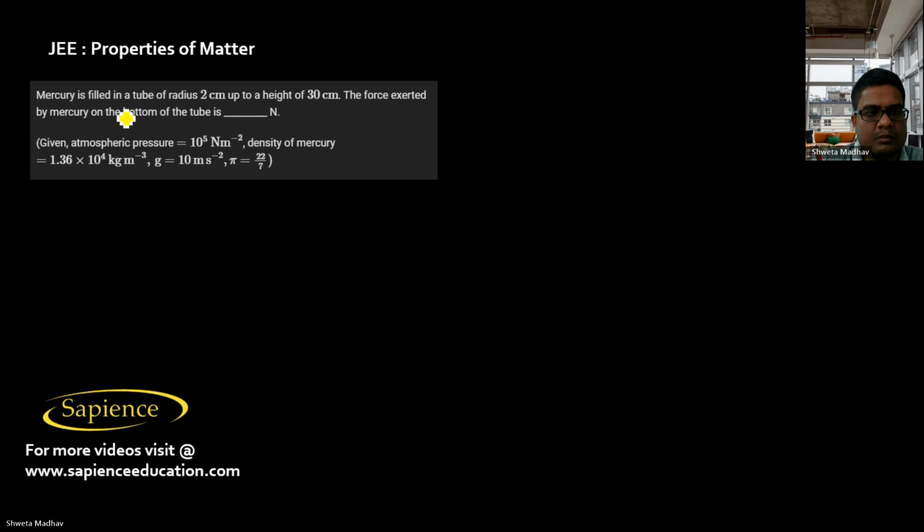Here it is told mercury is filled in a tube of radius 2 centimeter up to a height of 30 centimeter. The tube having radius 2 centimeter up to the height of 30 centimeter. Find the force exerted by mercury on the bottom of the tube.